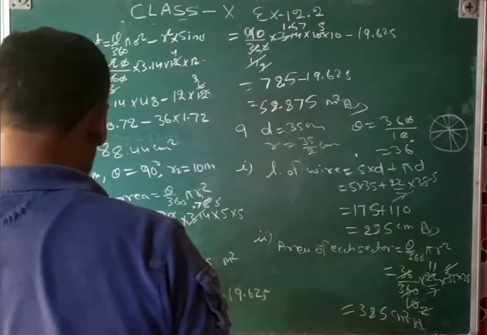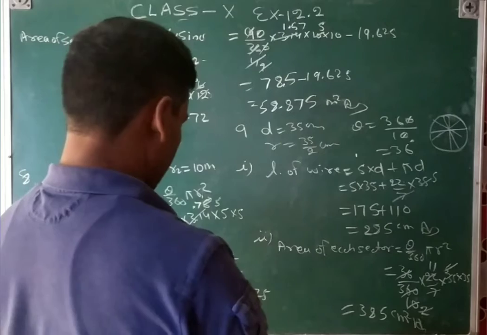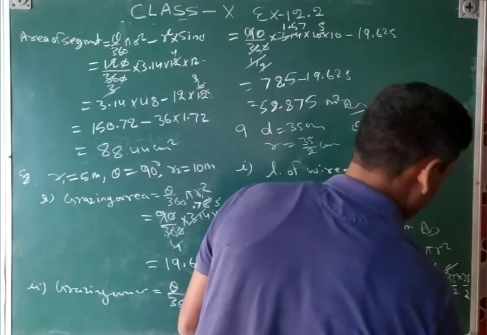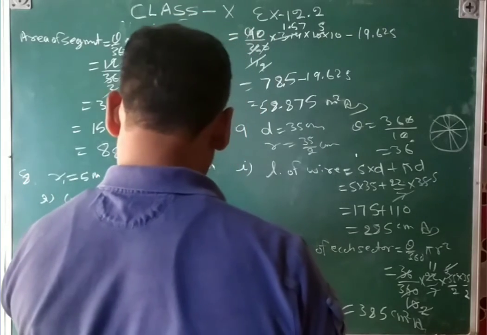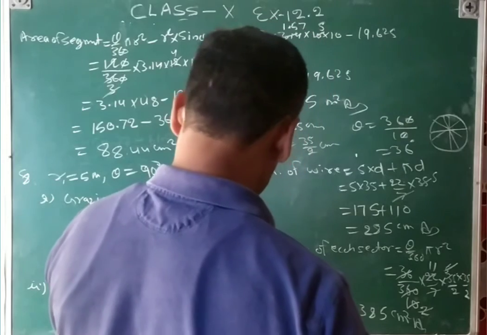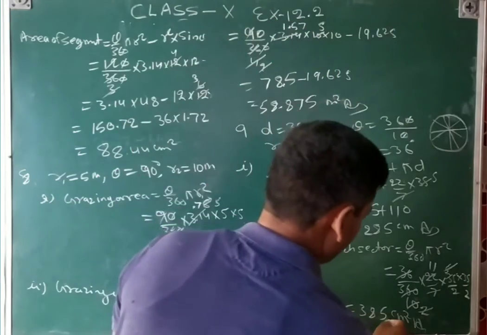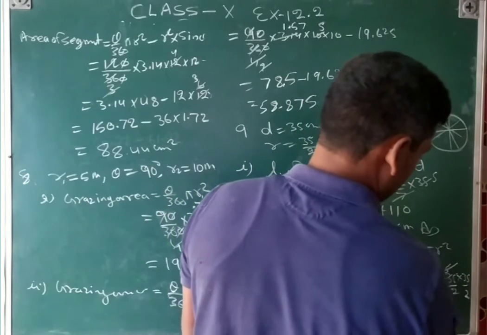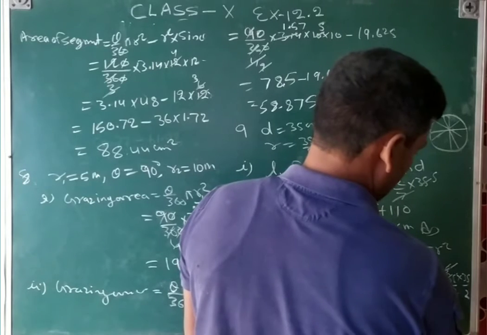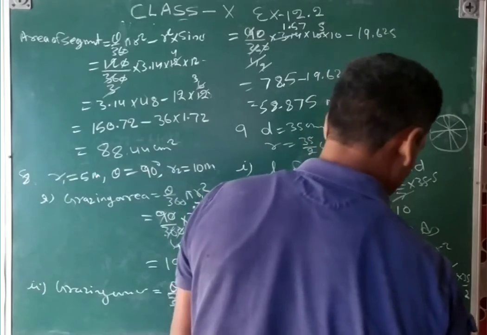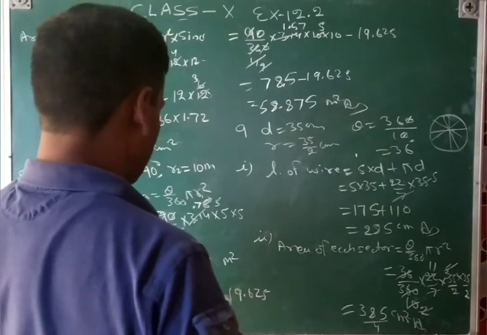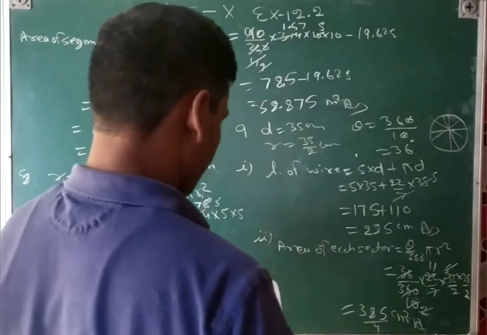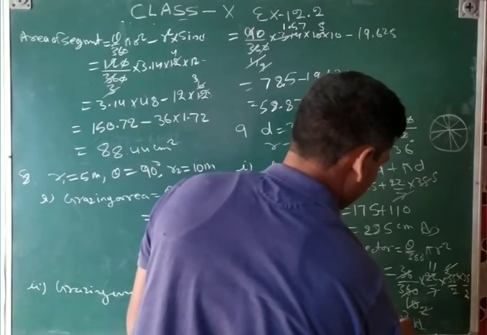See the answer here. But this is the radius, so it will be upon 2 also, so upon 4 will also come. Again, 36 upon 360 is 10, and cancelling, we get 385 upon 4. The given unit is mm, not centimeter, so that will also be mm square.